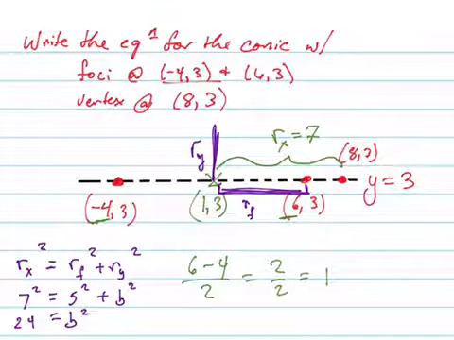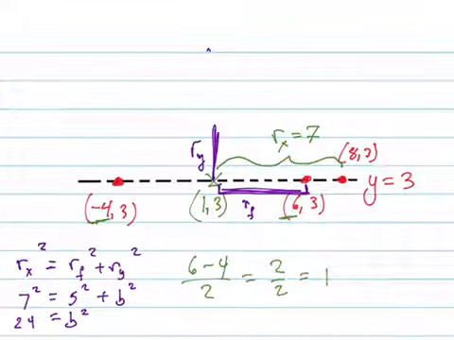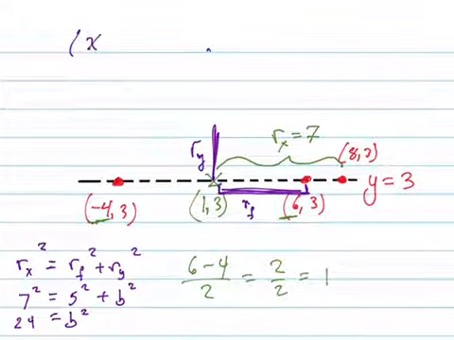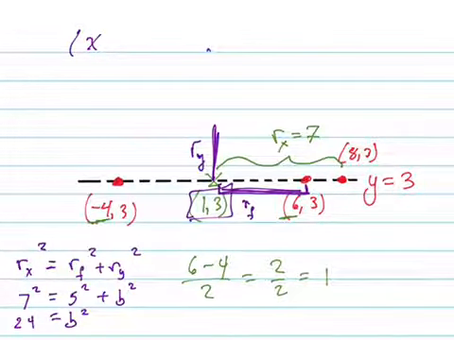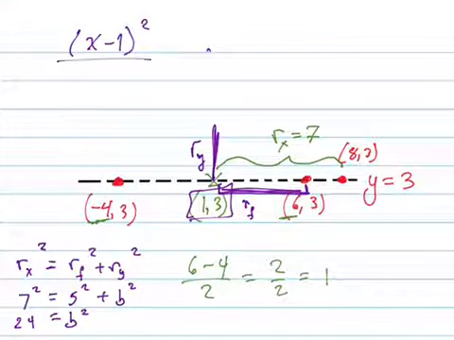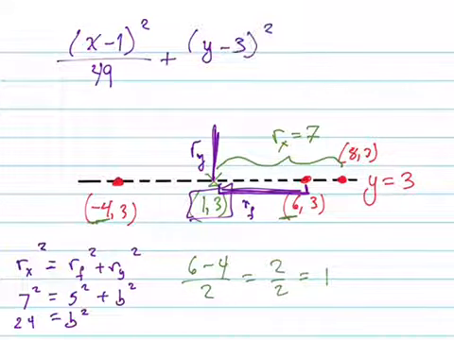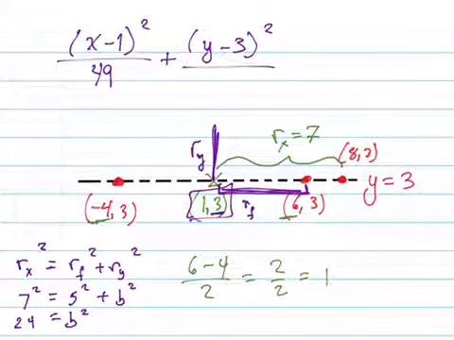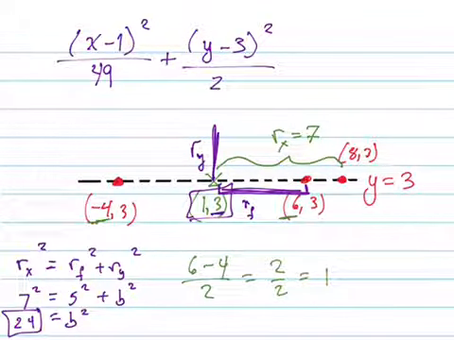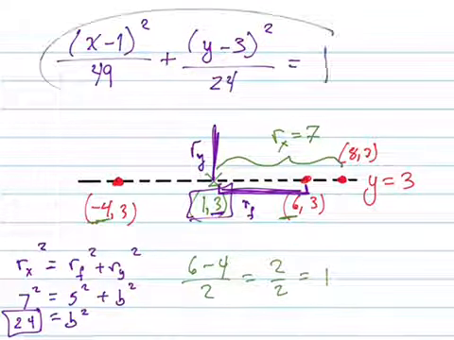All right, so now I have all the information I need. Let's write the equation. For an ellipse, it's going to be x, here's my center, 1, 3, so (x minus 1) squared all over 49 plus (y minus 3) squared, because of that 3, all over 24 equals 1, and there's my equation.